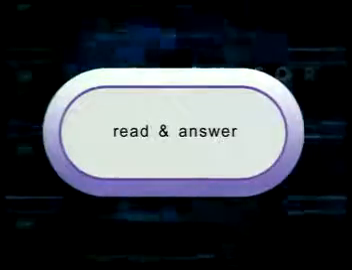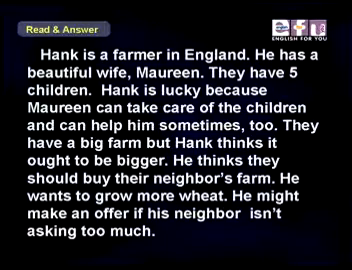Read and answer. Hank is a farmer in England. He has a beautiful wife, Maureen. They have 5 children. Hank is lucky because Maureen can take care of the children and can help him sometimes too. They have a big farm, but Hank thinks it ought to be bigger. He thinks they should buy their neighbor's farm. He wants to grow more wheat.